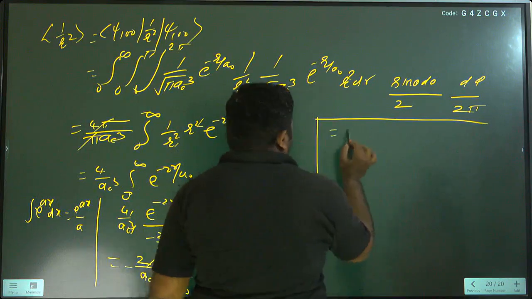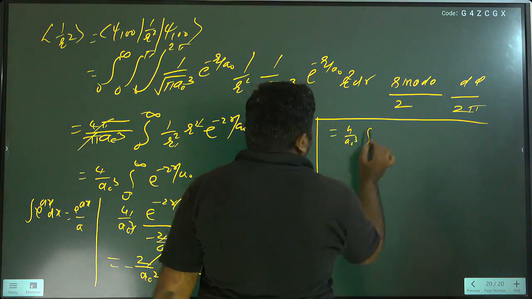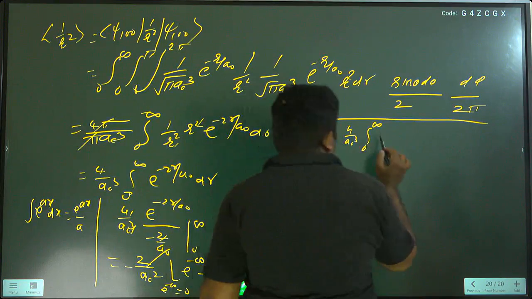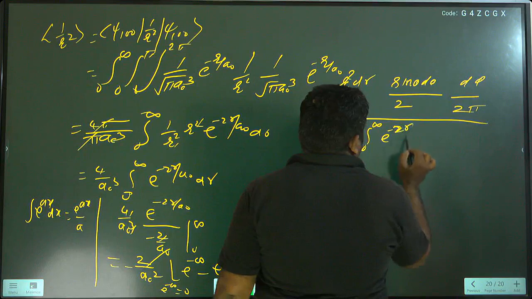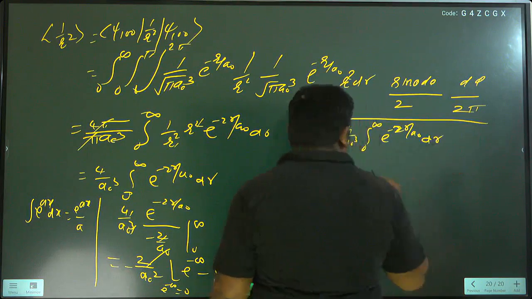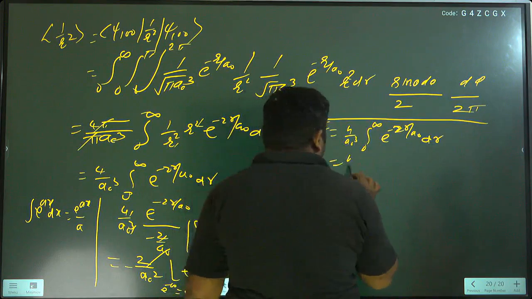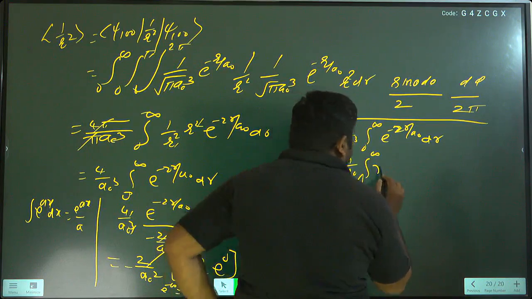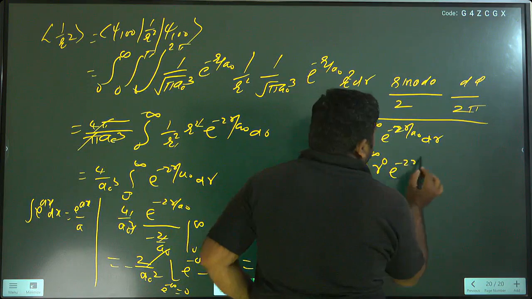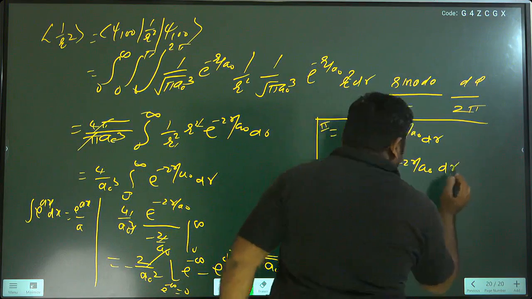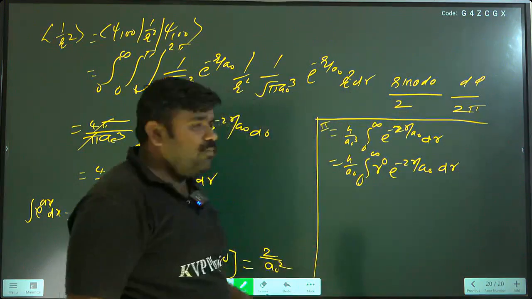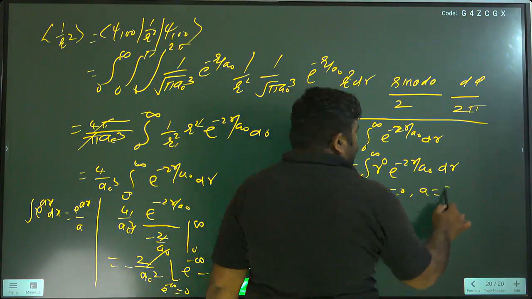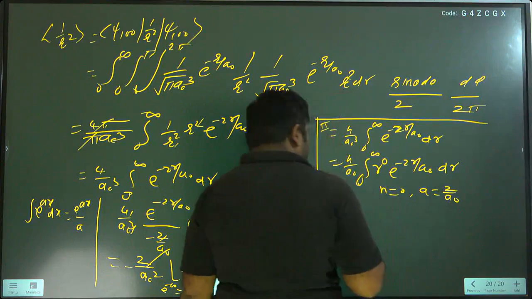Second formula, what is the second one? Second, we can use 4 upon a naught cube, limit 0 to infinity e to the power minus 2r upon a naught into dr. Okay, here there is nothing, so adjust it. 4 upon a naught, 0 to infinity, we don't have n, so here we can write r to the power 0 e to the power minus 2r upon a naught into dr. Okay, so comparing this value, we get n is nothing but 0. What is the value of a? A is equal to 2 upon a naught.